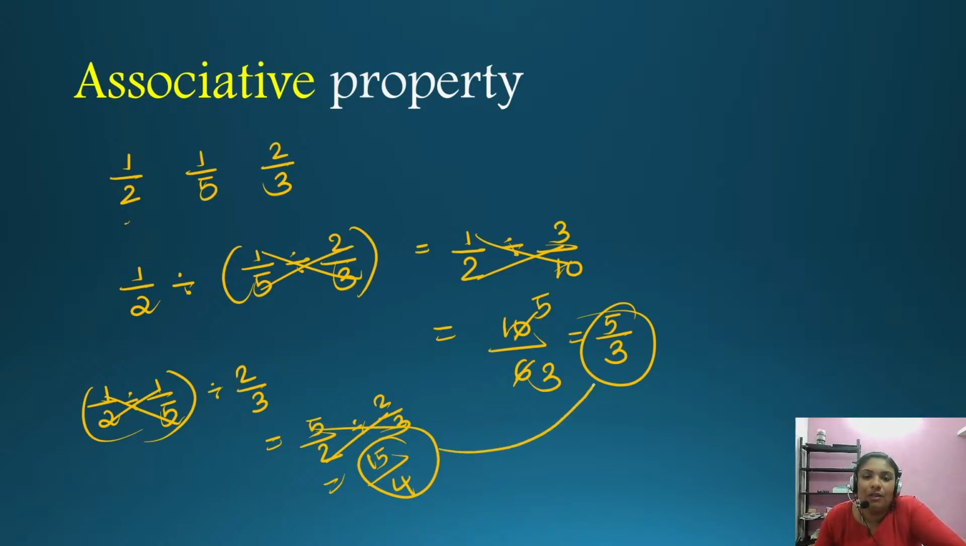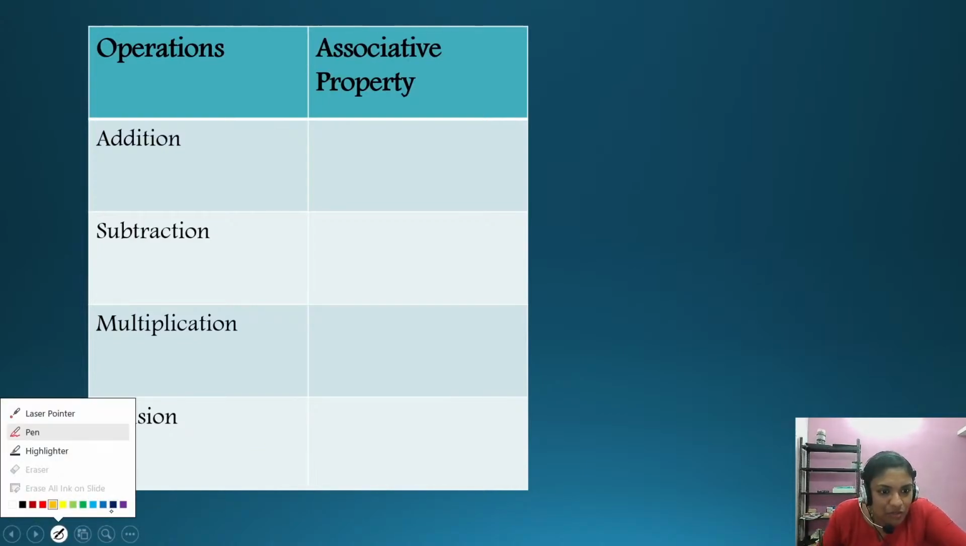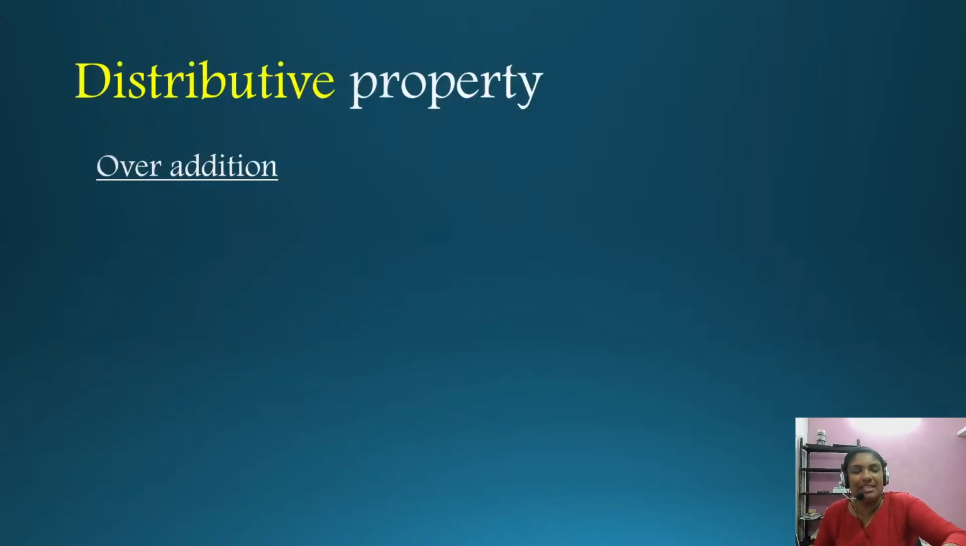So, the quotients are different. What does it mean? Yes, division of rational numbers doesn't satisfy associative property. Yes, here comes our table. Let's choose a nice color. Addition. Does addition satisfy associative property? Yes. Subtraction? No. Multiplication? Yes. Division? No. Okay, so we have covered our properties.